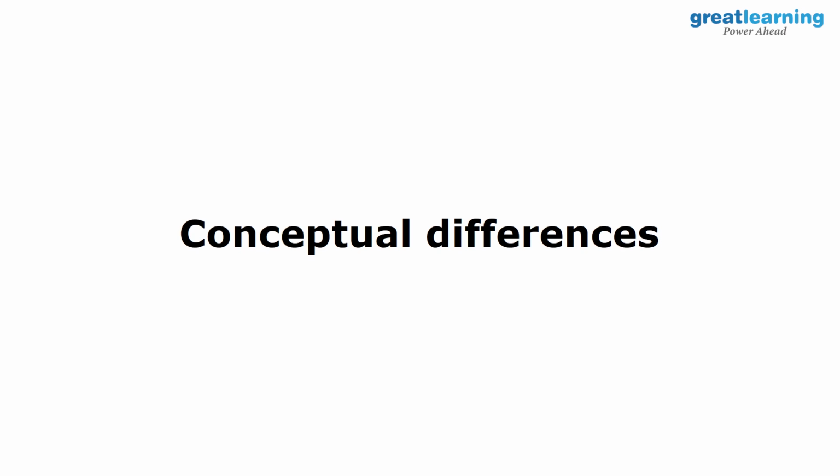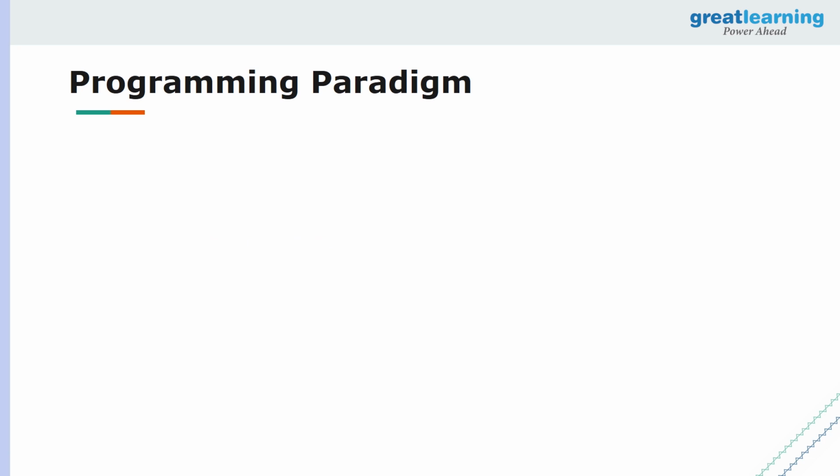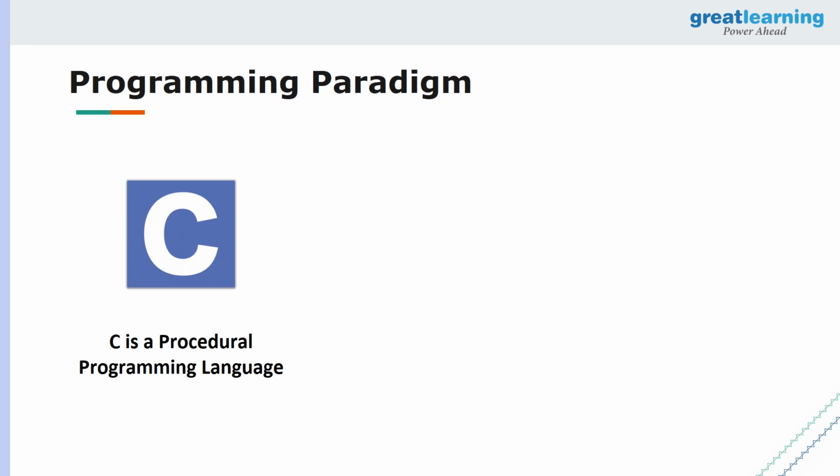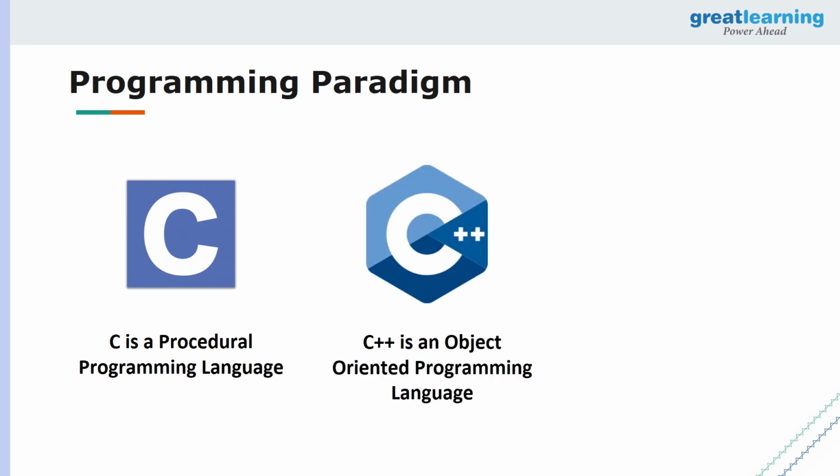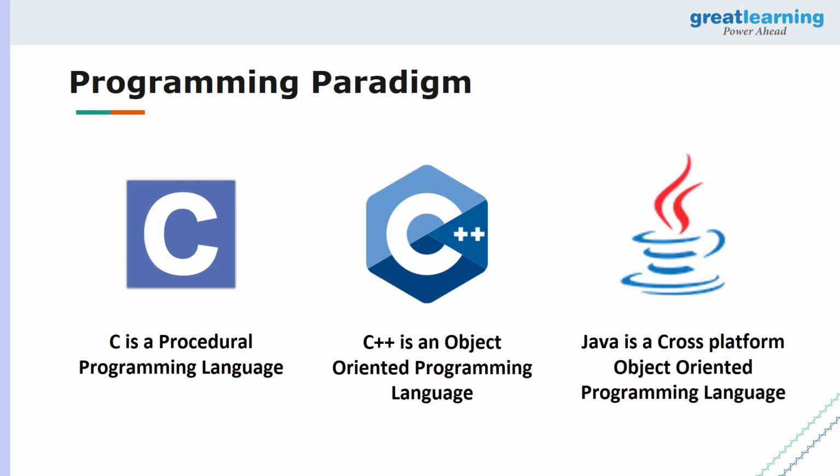Now let's move ahead with the conceptual differences between C, C++, and Java programming languages. The first conceptual difference between these three languages is the programming paradigm. Which programming paradigm is used in these three languages? For C, we use the procedural programming concept. C++ is an object-oriented programming language. Java is a cross-platform pure object-oriented programming language.